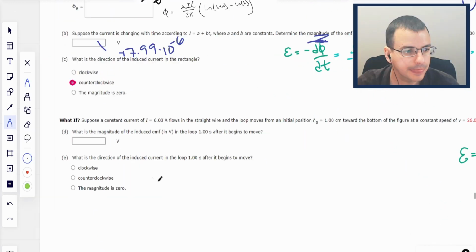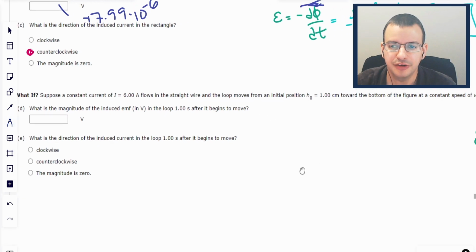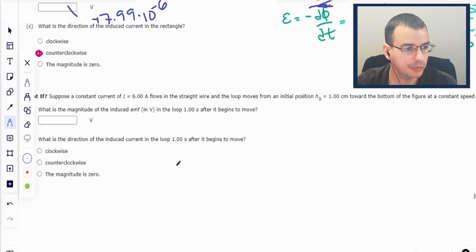Okay. Suppose we have a constant current of 6 amps, which flows in the straight wire, and the loop moves from an initial position of this towards the bottom at a constant speed of that. Now we want to find the new induced EMF in the loop 1 second after it begins to move.